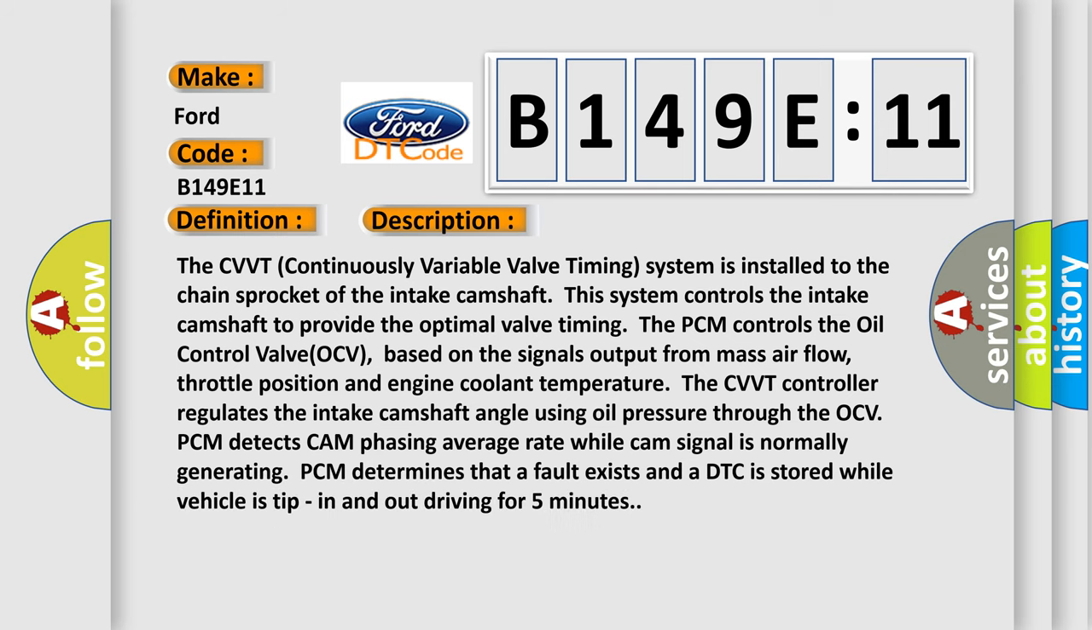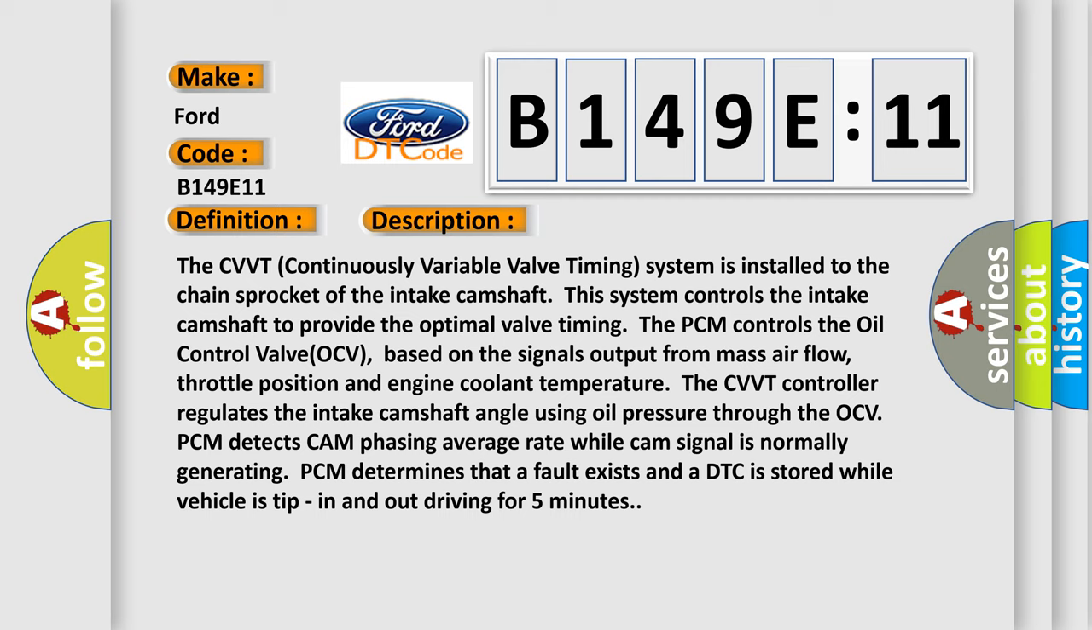The CVVT, continuously variable valve timing system, is installed to the chain sprocket of the intake camshaft. This system controls the intake camshaft to provide the optimal valve timing. The PCM controls the oil control valve, OCV, based on the signals output from mass airflow, throttle position and engine coolant temperature. The CVVT controller regulates the intake camshaft angle using oil pressure through the OCV. PCM detects cam phasing average rate while cam signal is normally generating. PCM determines that a fault exists and a DTC is stored while the vehicle is driving for 5 minutes.